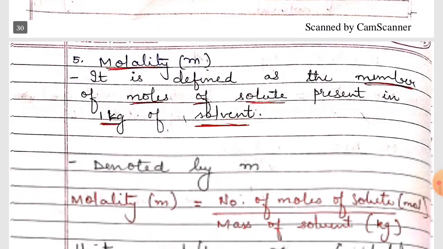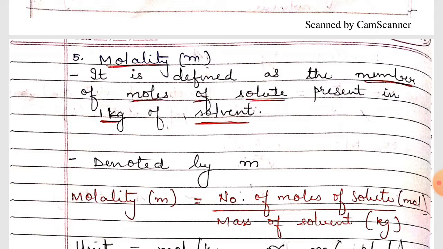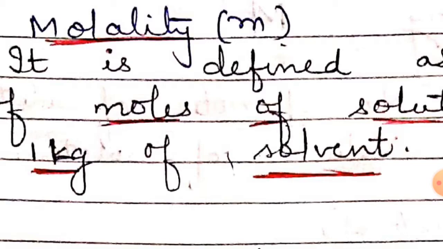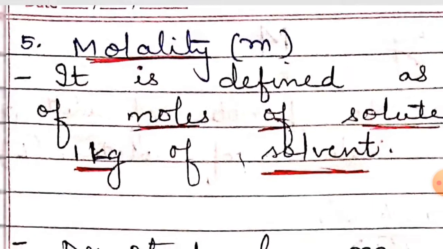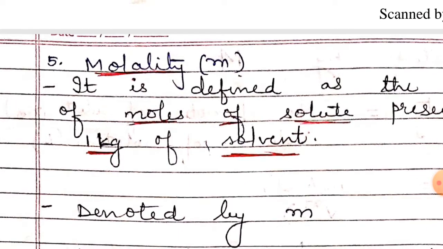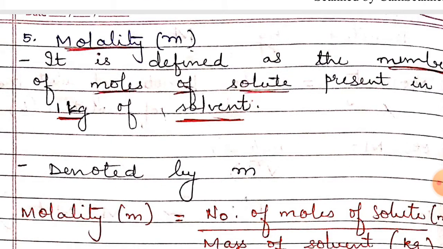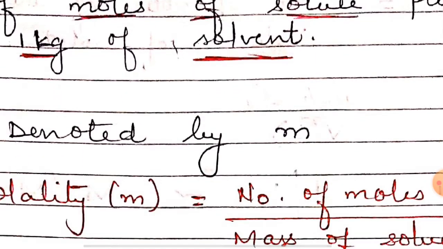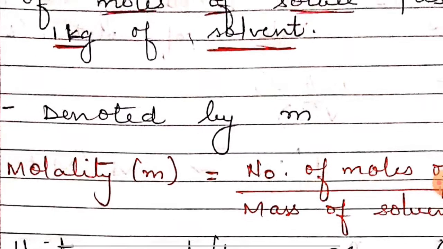Now the next term is molality, small letter m. Here you can see the fifth letter is L, and in the previous one it was R. Molality is defined as the number of moles of solute present in 1 kilogram of solvent. The denominator is changed. In molarity, it is number of moles of solute present in 1 liter of solution. Here it is number of moles of solute in 1 kg of solvent. So solvent and its mass is here. And it is denoted by small letter m.